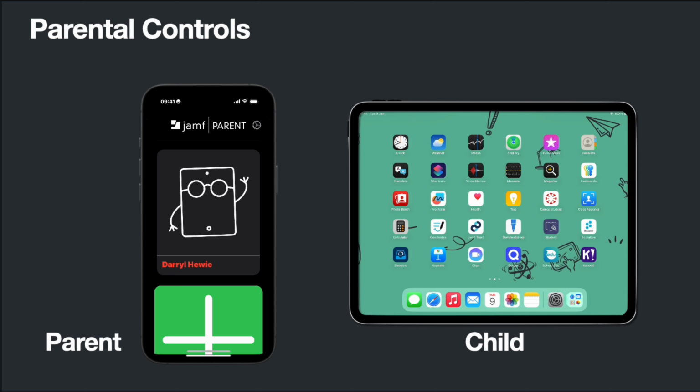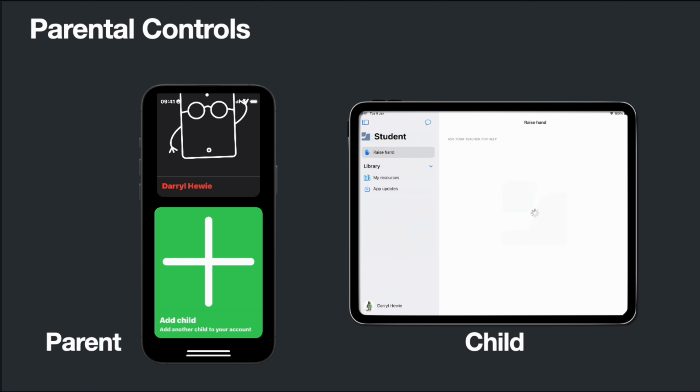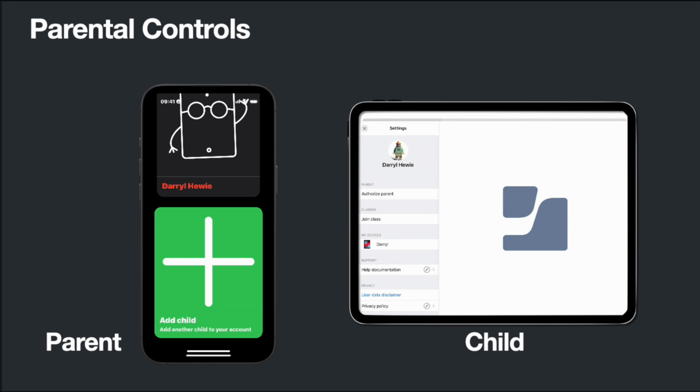Now, the first thing to highlight is there is a really simple way to attach your device to the child's device using the app within Jamf Parent and the Jamf Student app on the child's device. So on the child's device, I can go into the student application, I can choose the child's name, and you'll see there's an opportunity here to authorize parent. That will bring a QR code up on the screen. On the parent's device, they tap on add child, QR reader comes up, scan the code, and they're in as well. So really, really simple and effective way to join those classes.